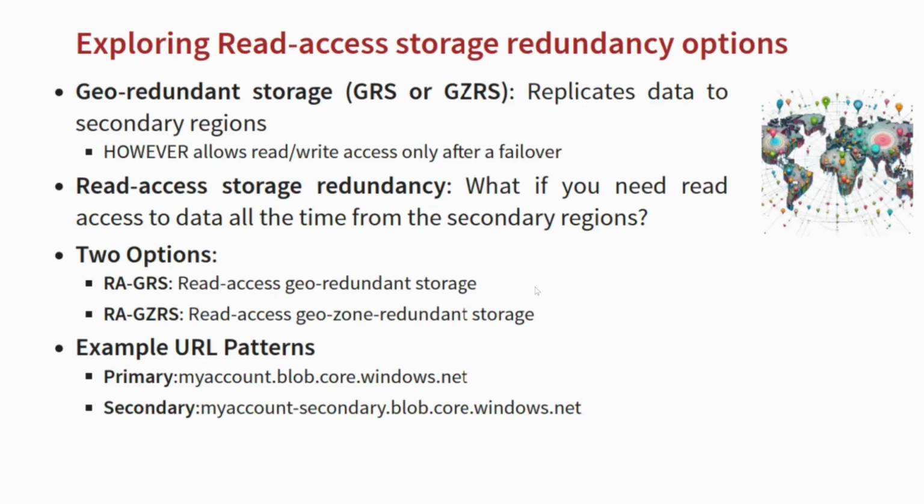Hello everyone, welcome back. So now let's explore the read access storage redundancy options. We have something called geo redundant storage. This option replicates the data to the secondary region, ensuring a backup exists in case of primary region failure. Here we also have some limitations: you can only write data to the primary region, and data from the secondary region can be accessed only after the failure. So this is the limitation whenever we go with geo redundant storage.